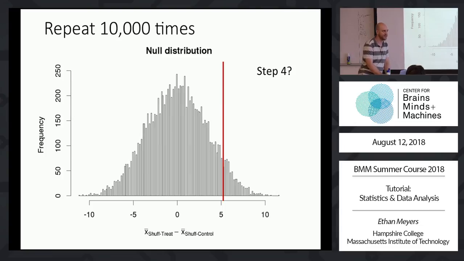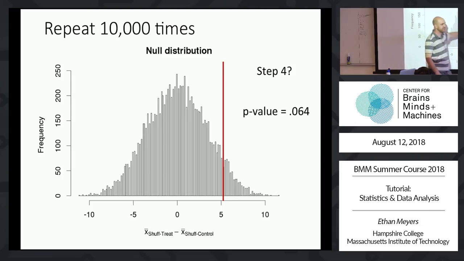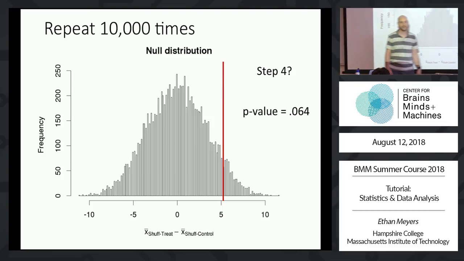Maybe I'll move on for a second because we have about 5 more minutes and then we can talk more as well. Okay, so there's the p-value, which is that 6% of your null statistics are as great or greater than your observed statistic, right?